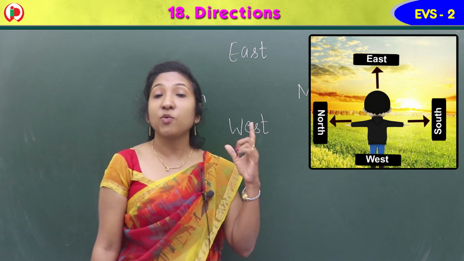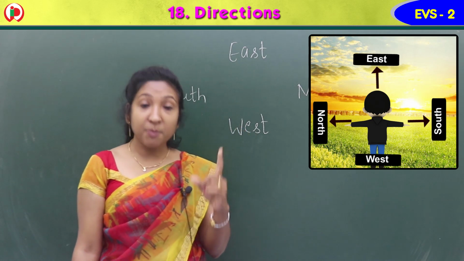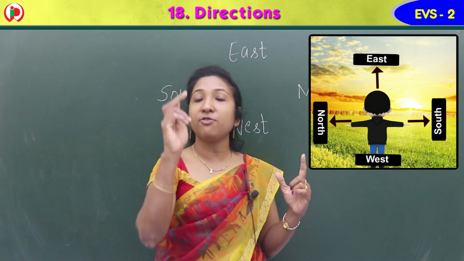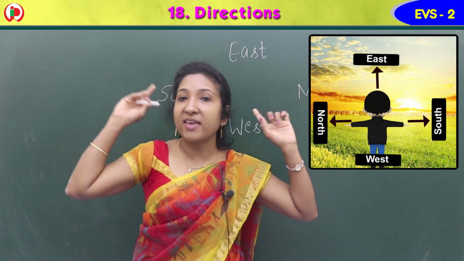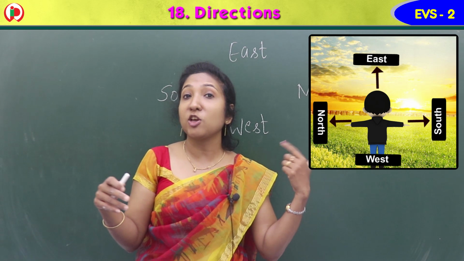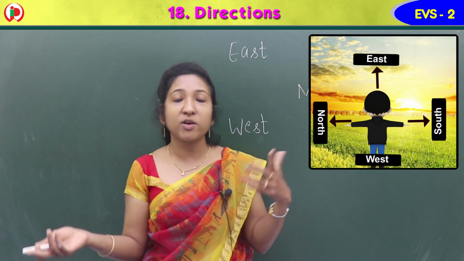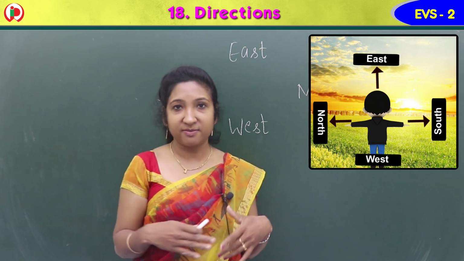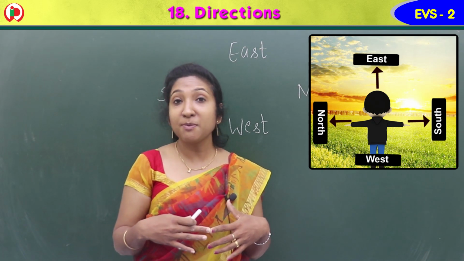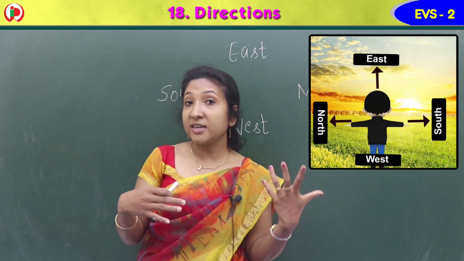Okay children, so when you get up early in the morning, stand in front of the rising sun and open your arms, then you can find the direction very easily. Where is your north, where is your south, where is your west, where is your east? You can easily find it. Okay, this is the easy method to find the direction.